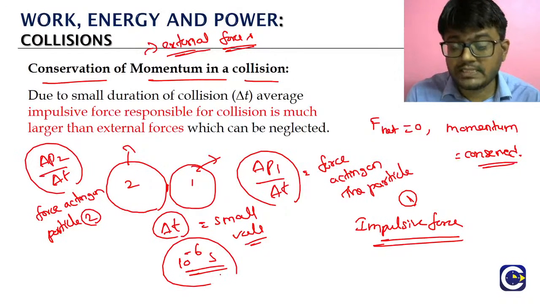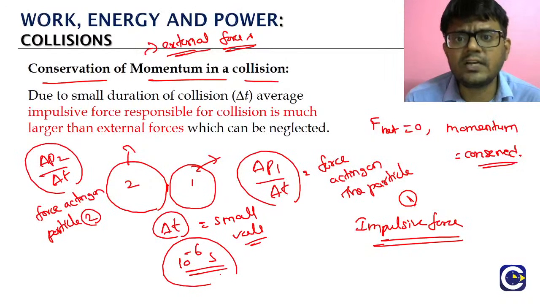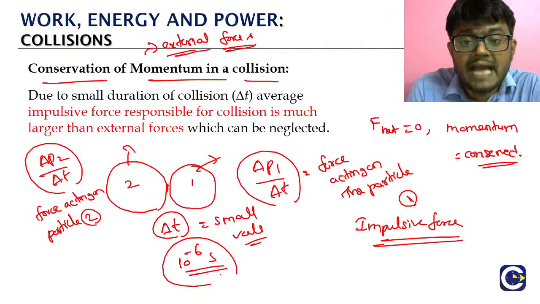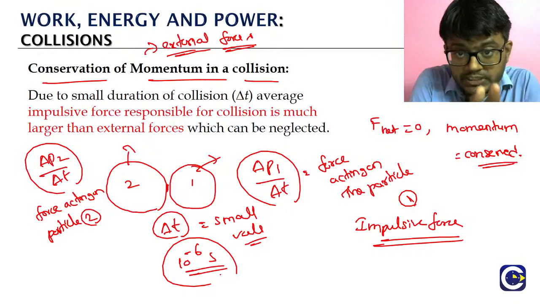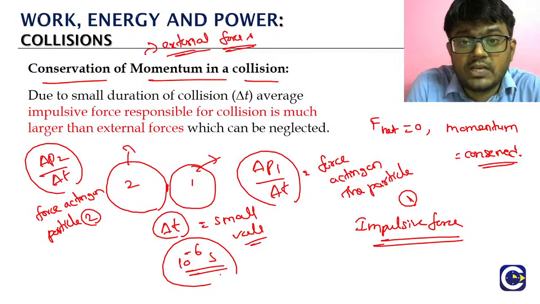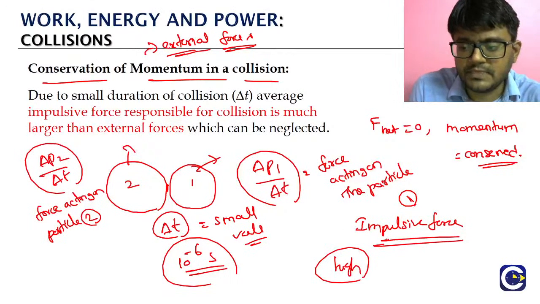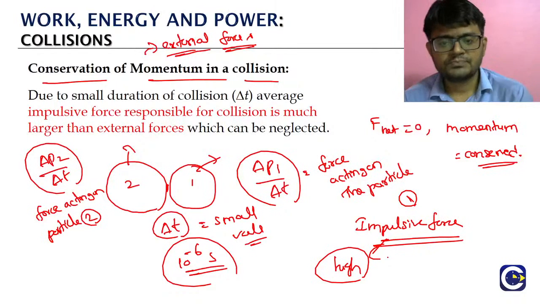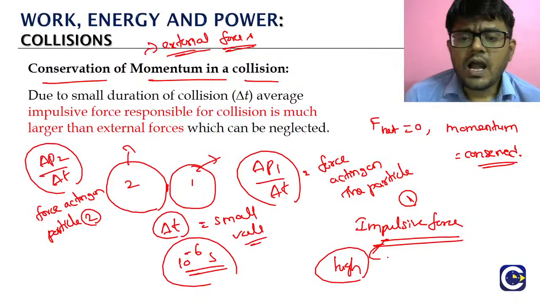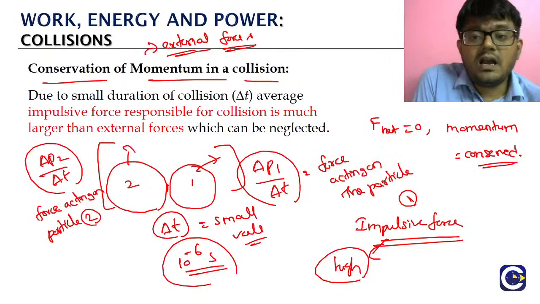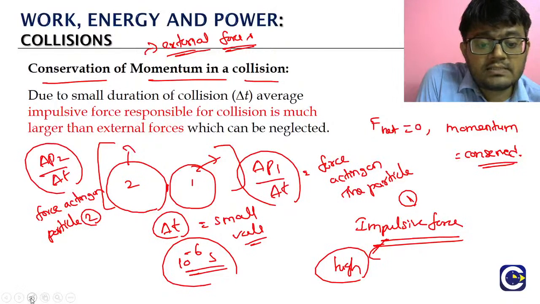We don't know the actual value of delta t. It's very difficult to find, but we know for sure that this will be in the range of microseconds, or that kind of range, which means the impulsive forces acting on the particles during the actual collision time are going to be very, very high.